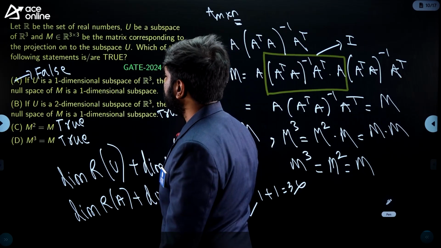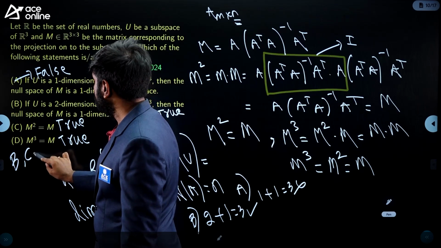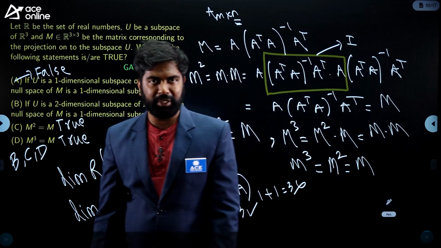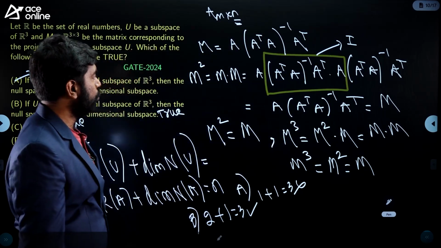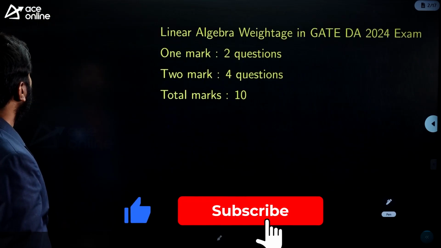So it's an MSQ and the correct answers are B, C, D. A fantastic problem once again on subspaces. This completes the solutions to linear algebra.